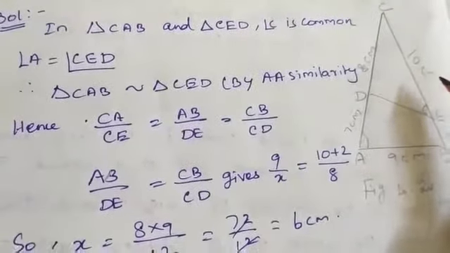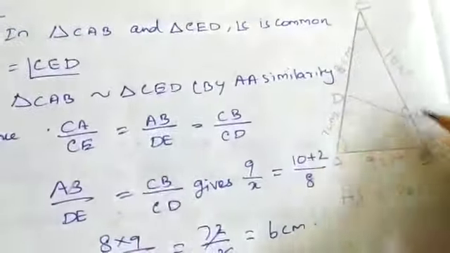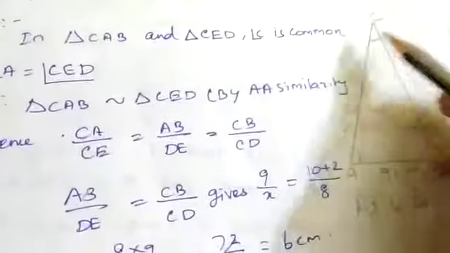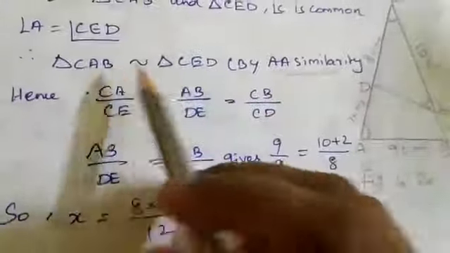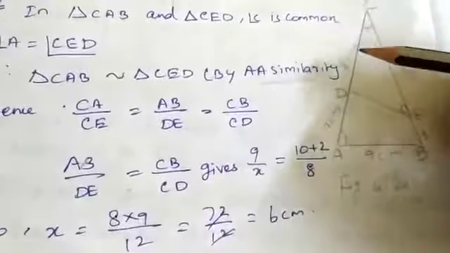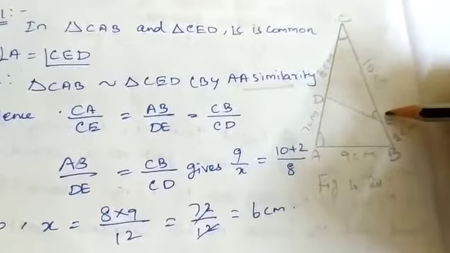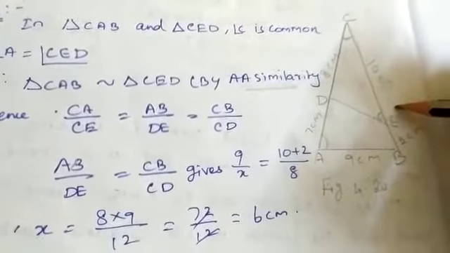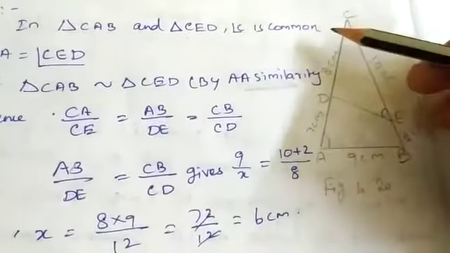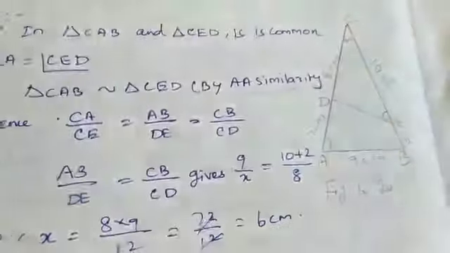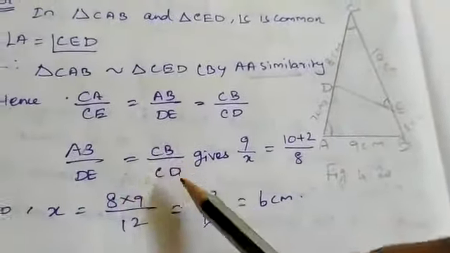How? It has C common. This small triangle and this big triangle have C common. So this angle and these two angles are equal. So you can note that by AA similarity, these two triangles are similar to each other. Therefore, you can take the corresponding sides now. CA by CE equal to AB by DE, which is equal to CB by CD. Okay, so AB by DE equal to CB by CD.